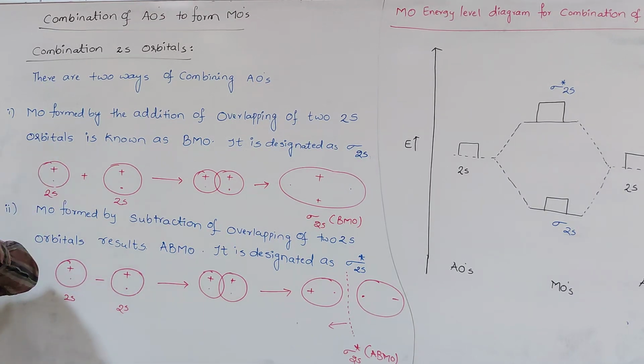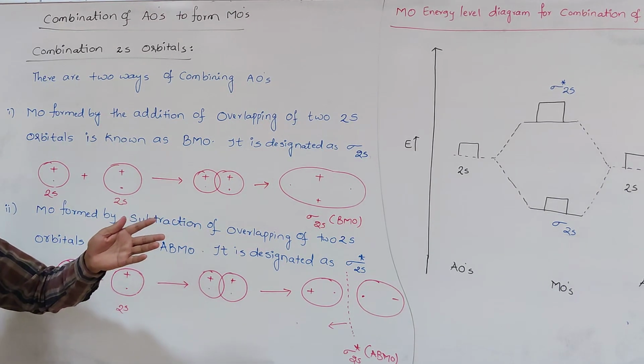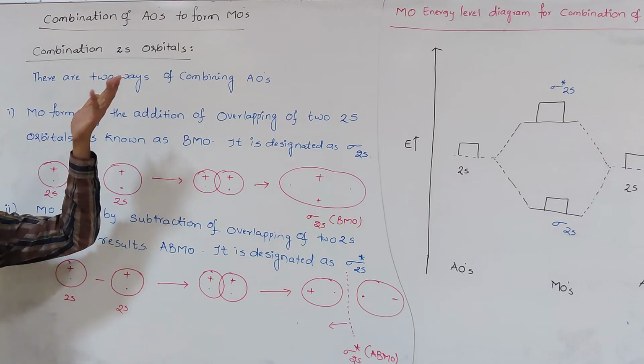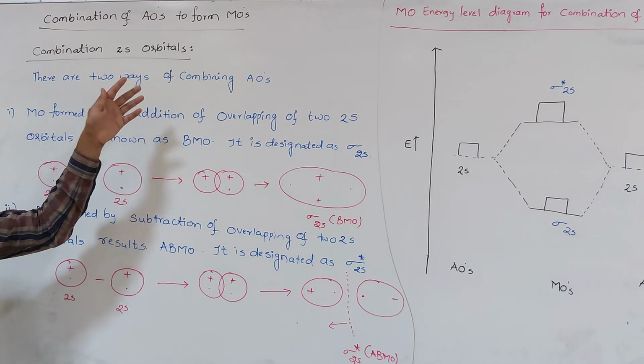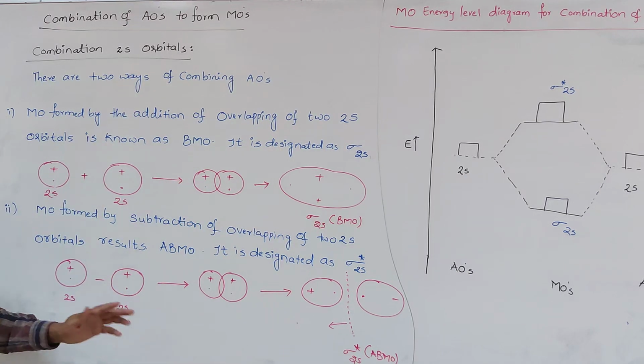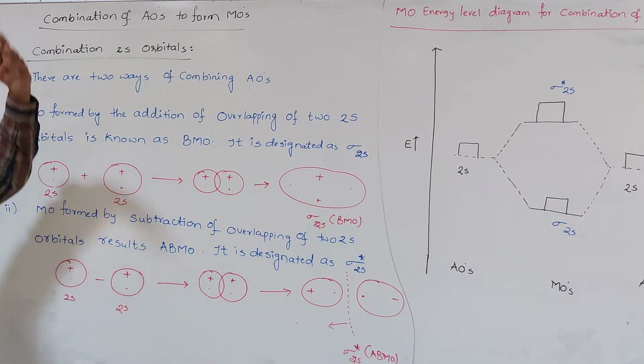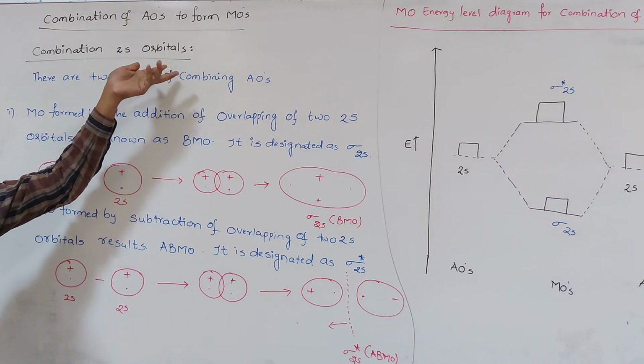That is, almost the same type of molecular orbitals are formed. There, two molecular orbitals are formed. Here also two molecular orbitals are formed. There is a bonding and an anti-bonding molecular orbital. Here also bonding and anti-bonding molecular orbitals. They are designated as sigma 1s, sigma star 1s.